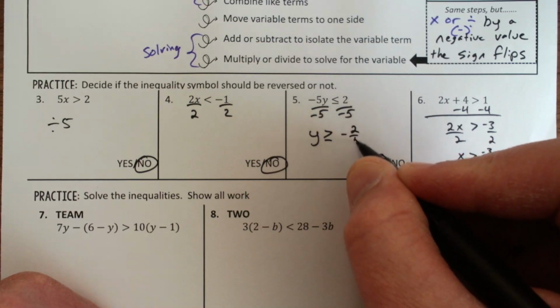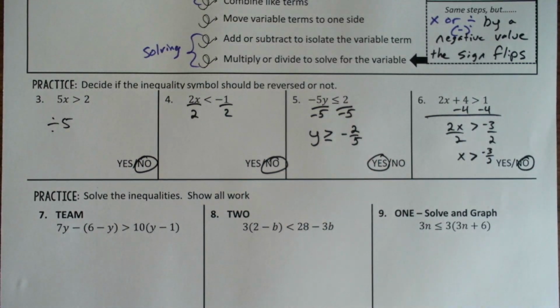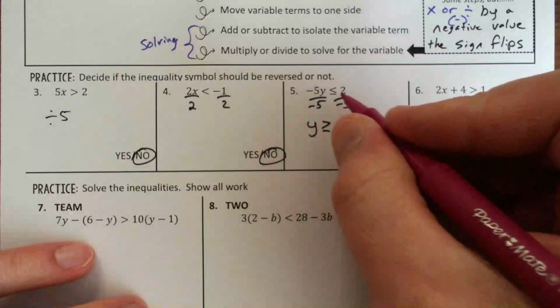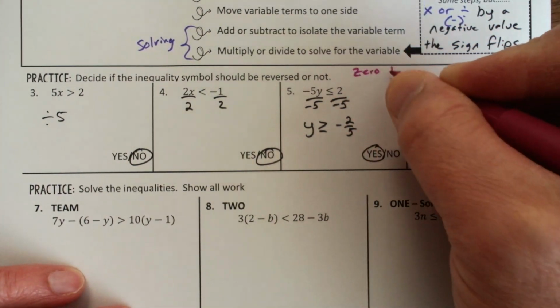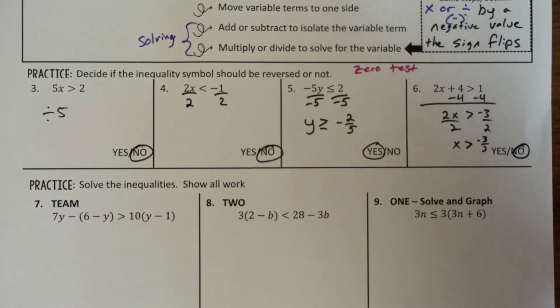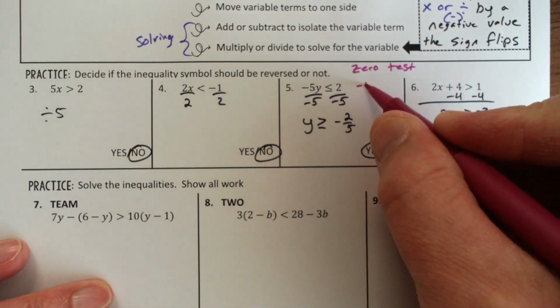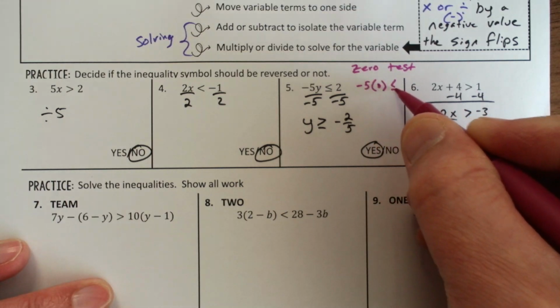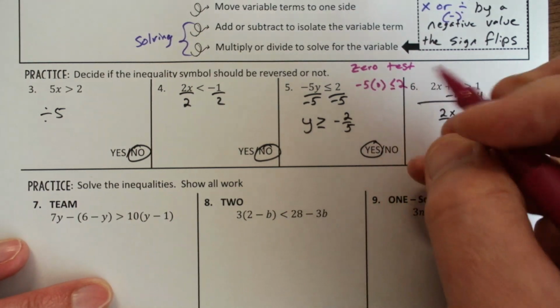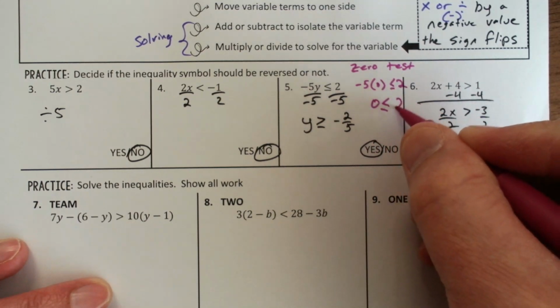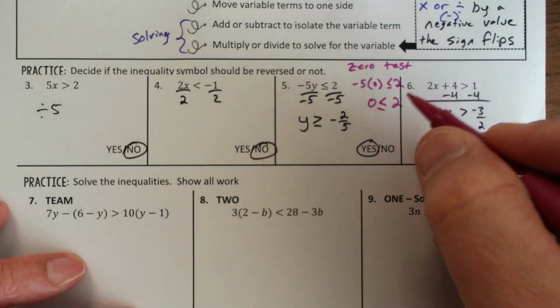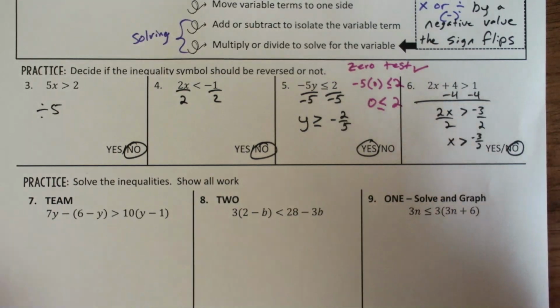So this is negative 2 over 5. Let me show you why. Here, we're going to do something called the zero test. What we're going to do is try and see if 0 works. So I'm going to say negative 5 times 0 is less than or equal to 2. Anything times 0 is 0, which is why I like the zero test. 0 is less than or equal to 2. This is true. This works.